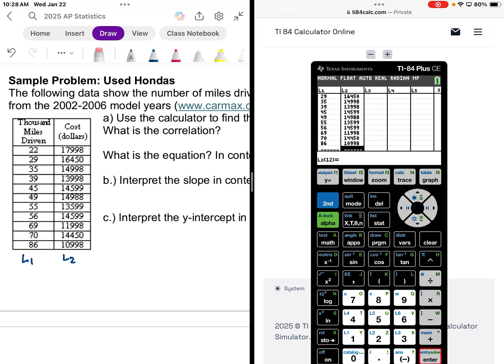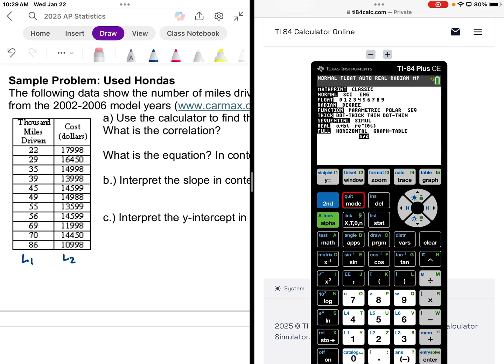Before we go any further, we do have to be able to find the R value, the correlation coefficient. And typically, whenever our calculators are reset, the feature that displays it is turned off. So before we go in and do our LinReg feature, let's make sure the R value display is turned on. What I want you to do is press mode, and then go down to where it says stat diagnostic.